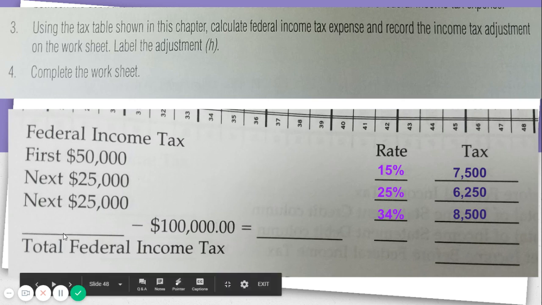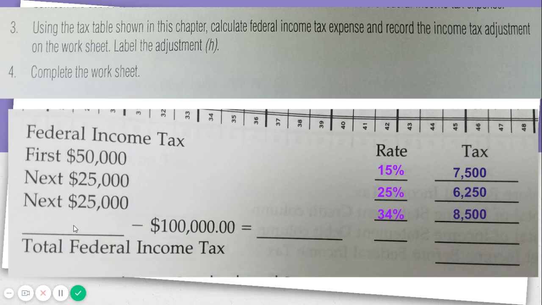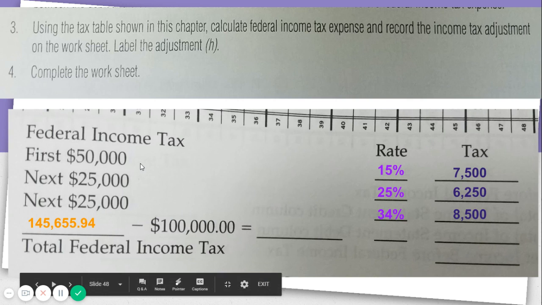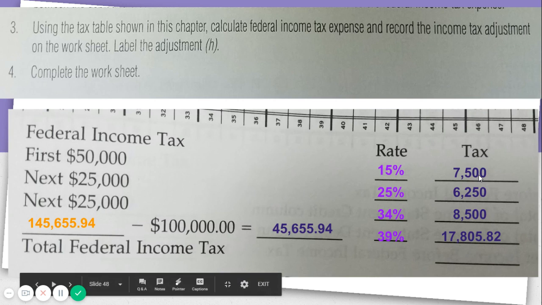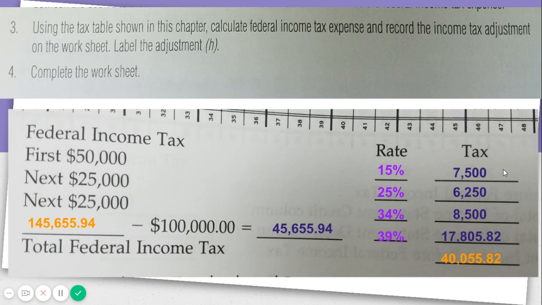In this blank spot here, this is where we put our net income before federal income tax, which we calculated at $145,000. Subtract our $100,000, because this is coming from our $50,000 plus our $25,000s, and we get $45,000 times the tax rate of 39%, gives us $17,000. We would add these 4 to get $40,000 for our total federal income tax.